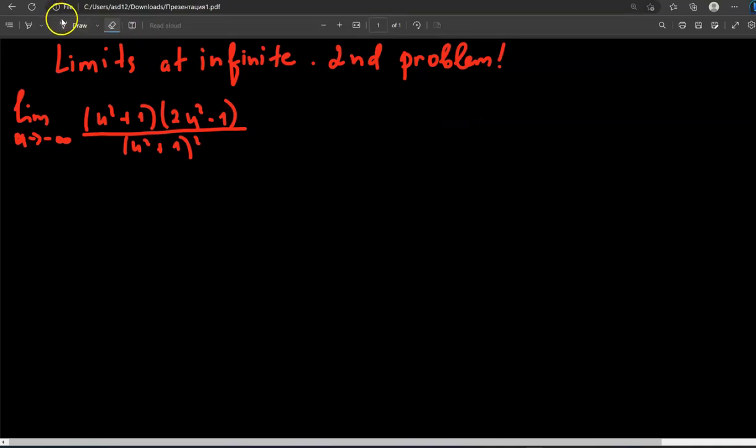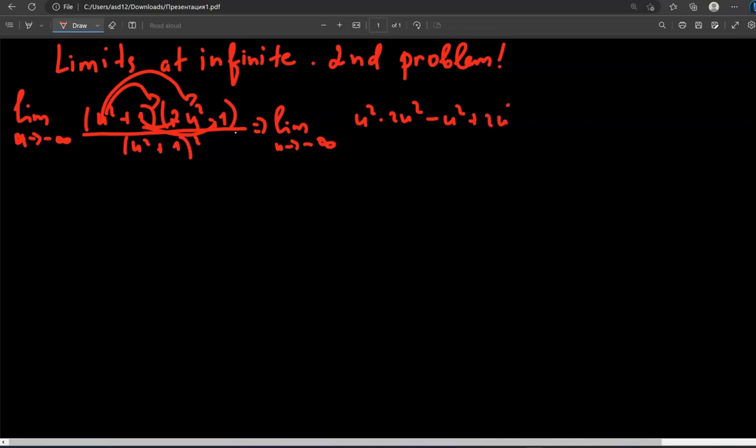How we solve it, as in my previous videos, we're going to open the brackets from scratch. It's equal to the limit as u approaches minus infinity. If you open the brackets, we have u squared multiplied by 2u squared, and u squared multiplied by minus 1 is minus u squared. Plus 1 multiplied by 2. Now we move to this part: 1 times minus 1, and 2 times u squared, it's 1 multiplied by u squared. It's 2 plus u squared, and 1 minus 1 is minus 1, right?